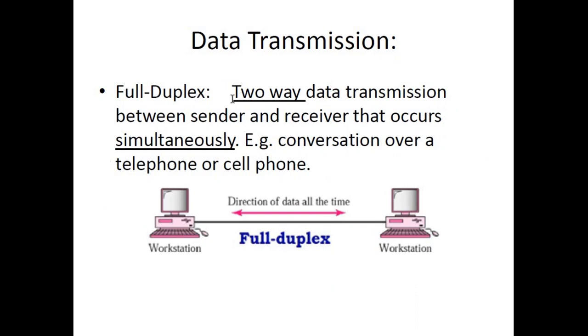The third one is full duplex transmission. It is a two-way data transmission between sender and receiver that occurs simultaneously. Over here, two-way and simultaneously is the keyword. For example, a conversation over a telephone or cell phone, or a WhatsApp call or a Facebook call, and so on.